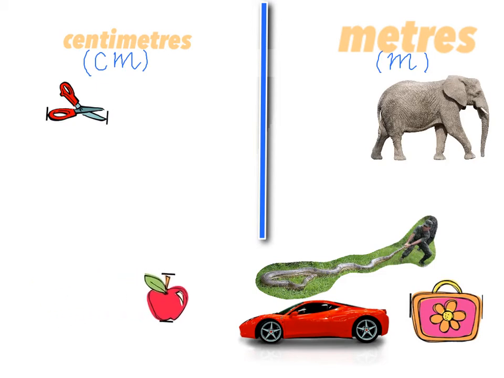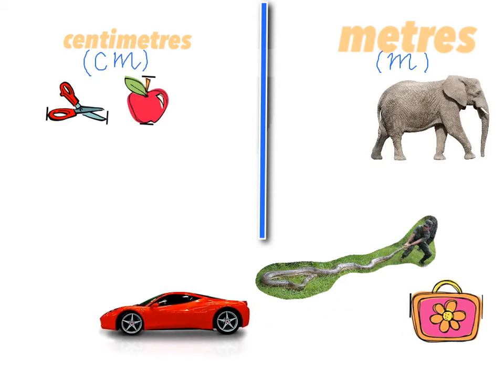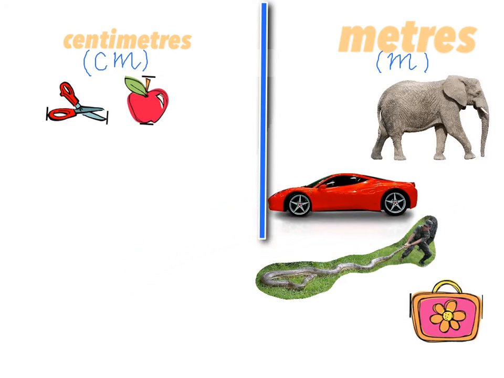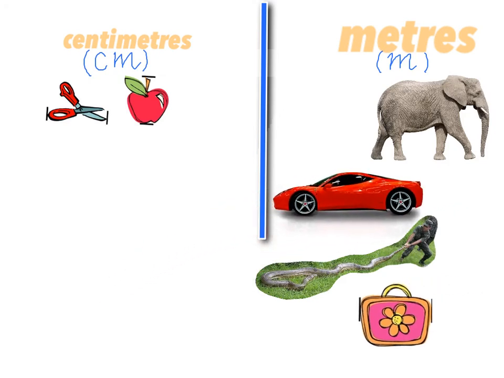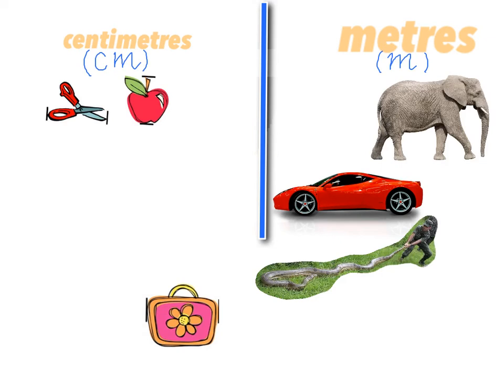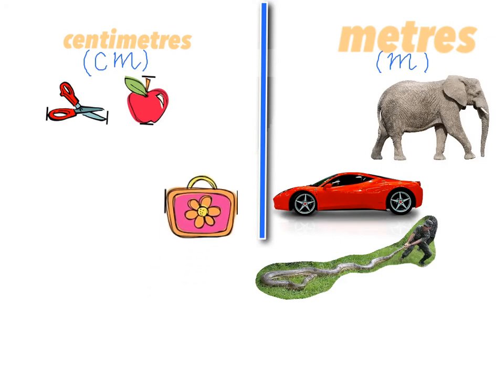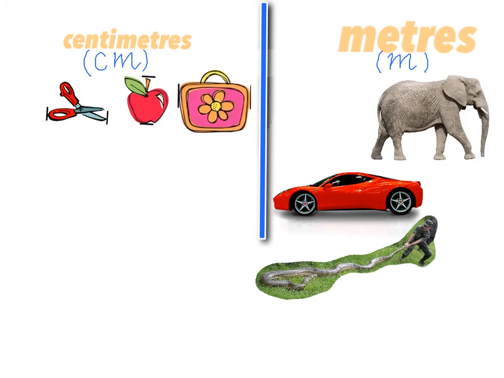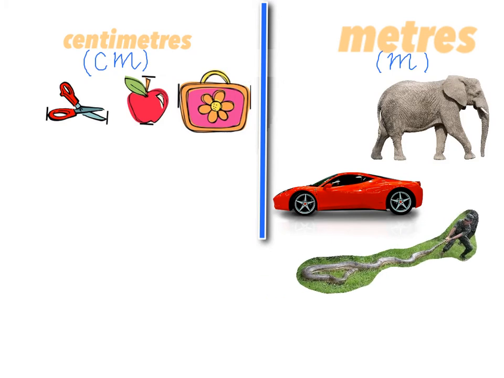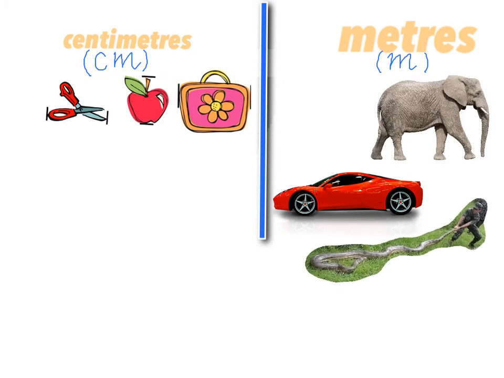What about this apple? The apple's quite a short item, so we would use centimetres to measure the length of the apple. This car is quite long, so we would use metres to measure the length of the car. What about this lunchbox? It's quite short too, isn't it? So we would use centimetres to measure the length of the lunchbox. And the anaconda, it's already in the right column. A very long snake, so we would use metres to measure the length of the snake.